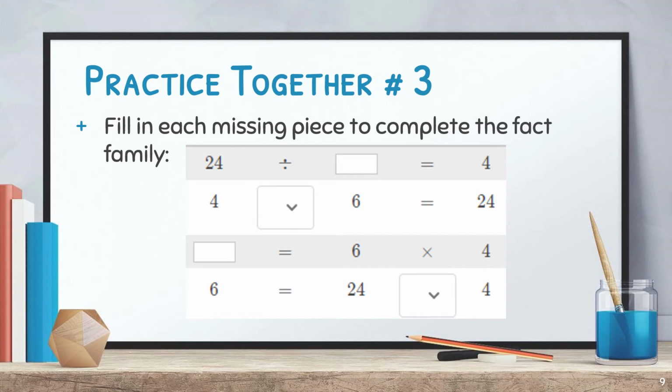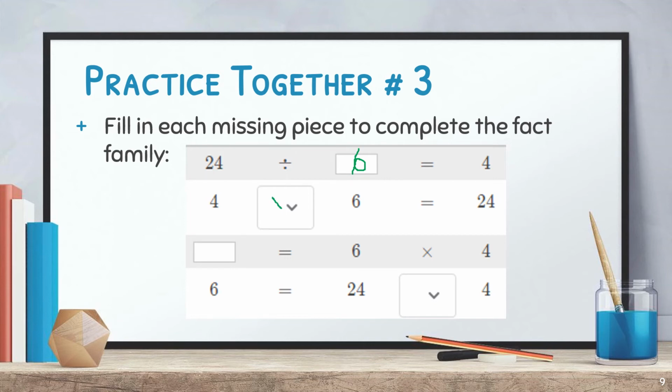Okay, so for our fact family, at the top, this is a multiplication and division fact family clearly because we have a division symbol here. So 24 divided by what equals 4? Well, the only other number in our fact family is 6, so it would be 24 divided by 6 equals 4. All right, and then for blank 6 equals 24.